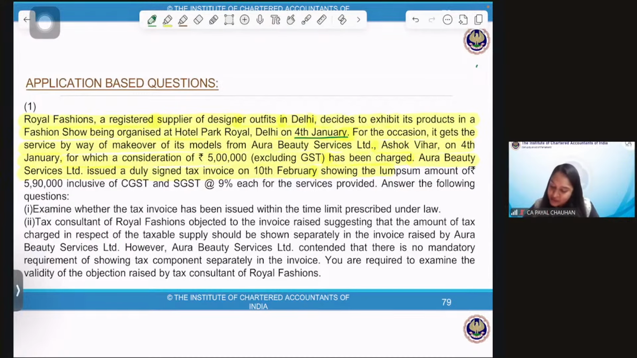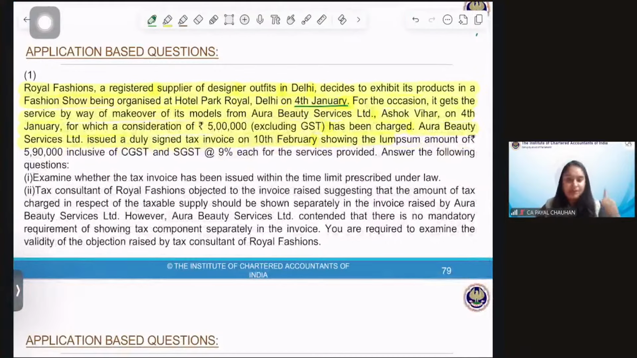Now, when did he issue the service invoice? Aura Beauty Service issued a duly signed invoice on 10th February. Correct or not correct? It's after the period, so it's not correct. Examine whether the tax invoice has been issued within the time limit prescribed. The answer is no, it's not issued within the prescribed time.